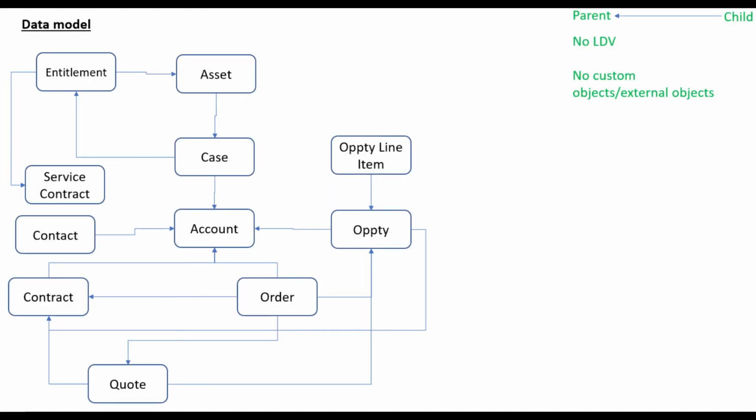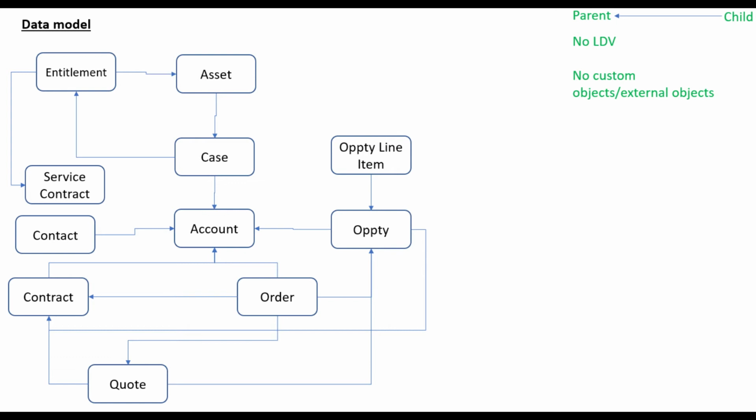Next is the data model. Nothing fancy about it. We don't see any custom object or external object needs or requirements. It's a standard Sales and Service Cloud data model, which depicts the most important objects. I have left out the other extraneous objects from the picture, like quote line items and opportunity line items. We also don't see any LDV here. If there was any large data volume object, we could have depicted it here in a specific color. The requirements don't tell us anything about the LDVs.